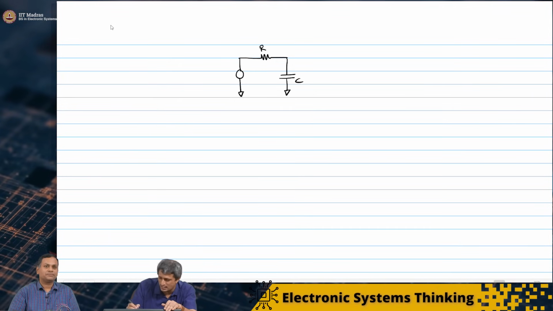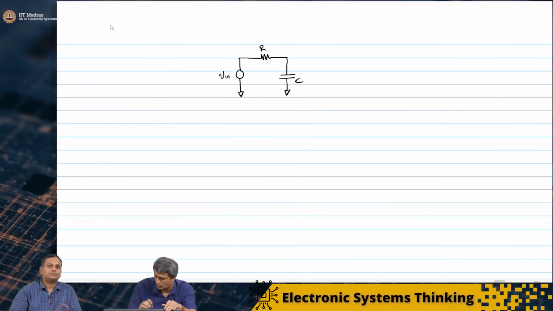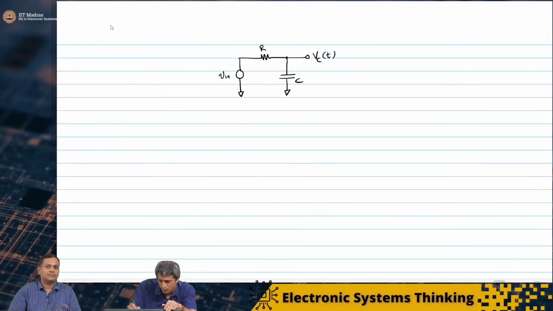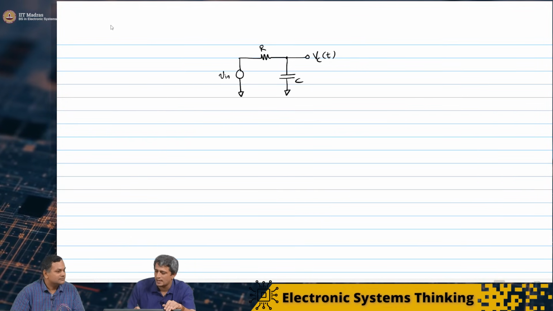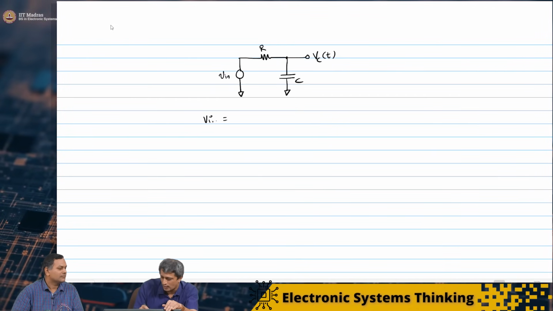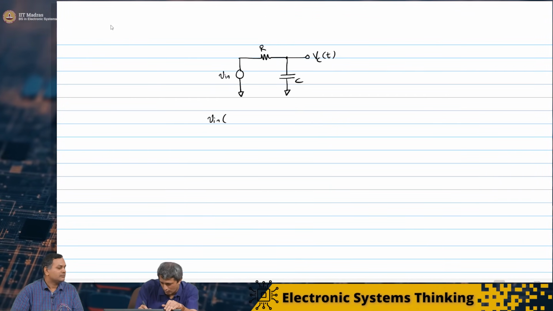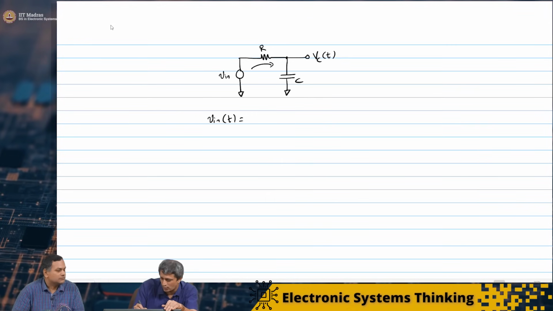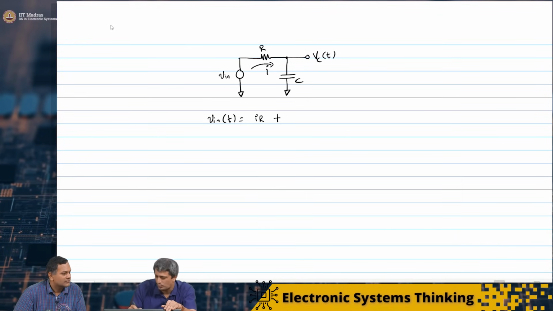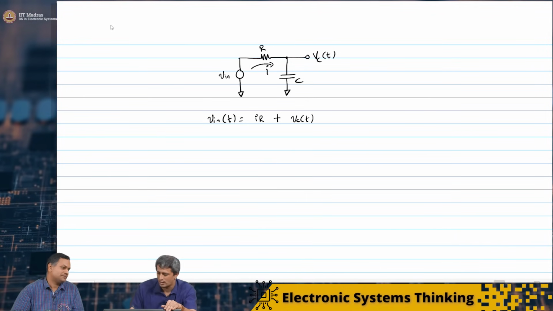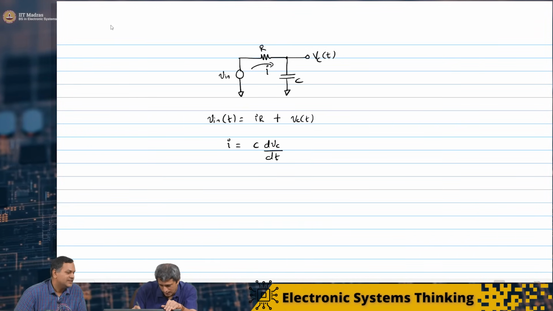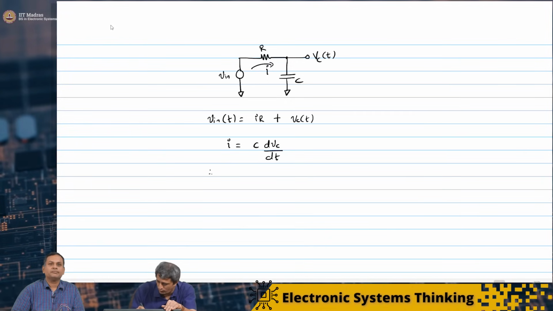Right, RC. So V of t, I'll just call it V in, and we are going to observe the V out, Vc of t. We applied KVL around this loop and said V in of t equals, let's call the current I into R, I of t, plus Vc of t. Now the current I is equal to C into dVc by dt.